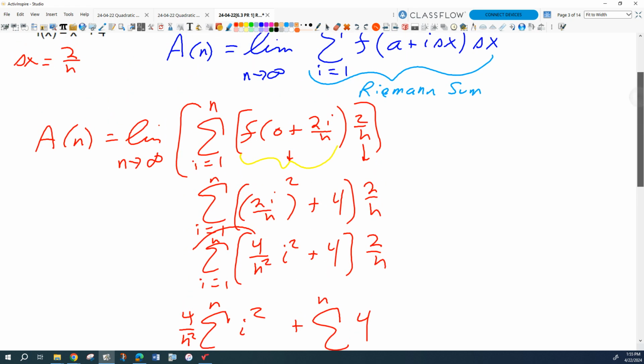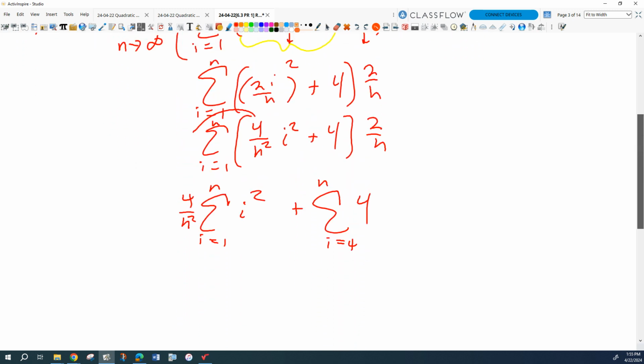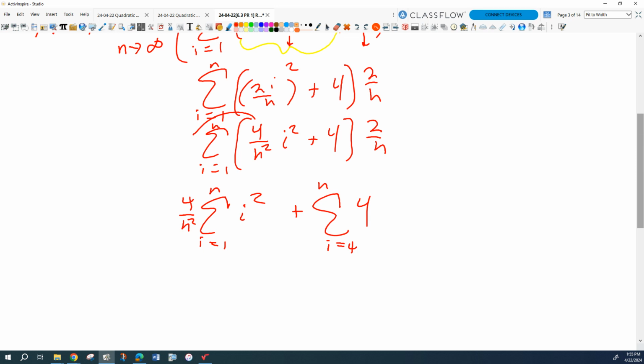Okay, and then once I get all that stuff, I'm going to end up taking a limit. But let's not even worry about the limit part. Oh, I forgot the 2 over n here. That should come out front of this guy too, shouldn't it? Everybody see that?